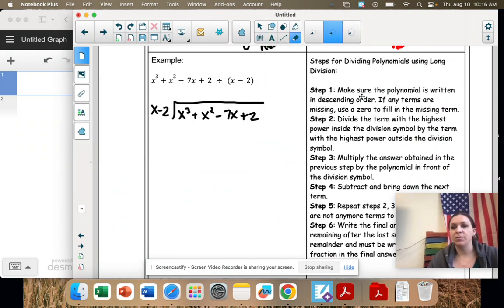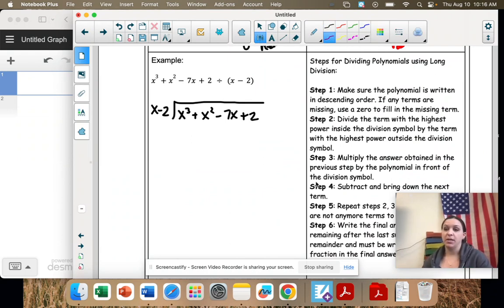And step 1 says make sure the polynomial is written in descending order. If any terms are missing, you have to fill them in. So we have one where none are missing. Our exponents go 3, 2, 1, and then they're done. So ours are fine now, but we'll run into examples where you have to worry about that. Okay, divide the terms using the highest power.